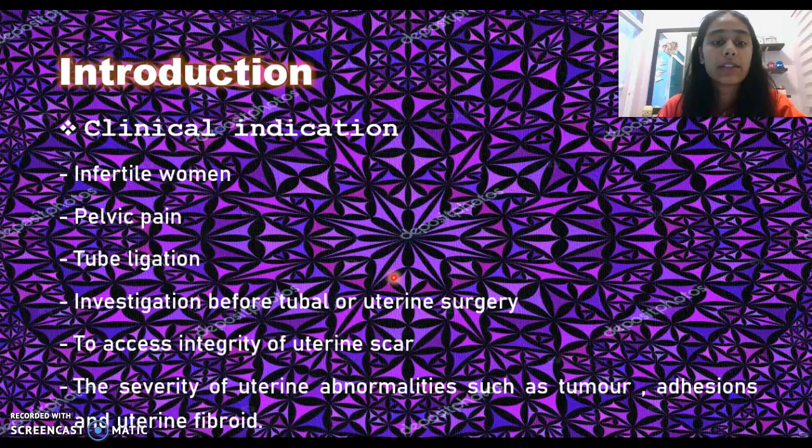So next, the indication of a woman who has to undergo the HSG procedure would be infertile women, which means a woman who has a history of miscarriage, pelvic pain, tube ligation, which refers to the procedure which would require the closing of a fallopian tube, and many more.